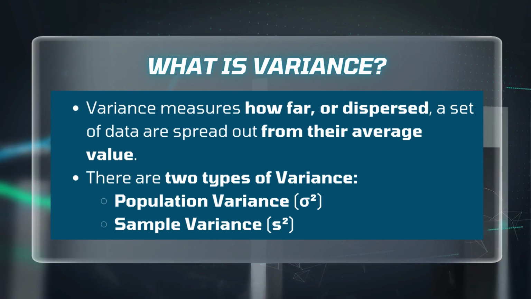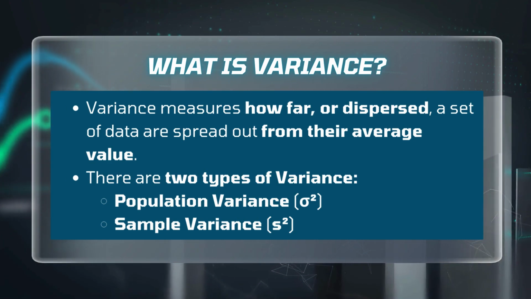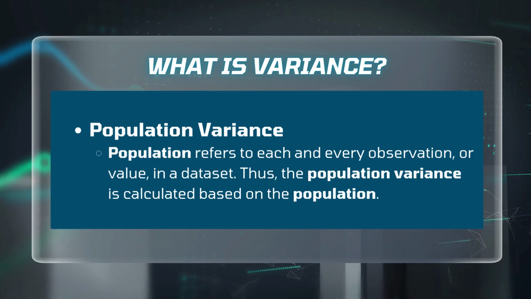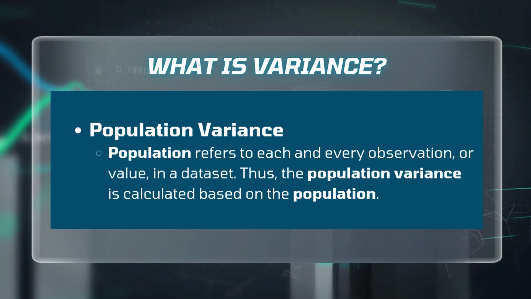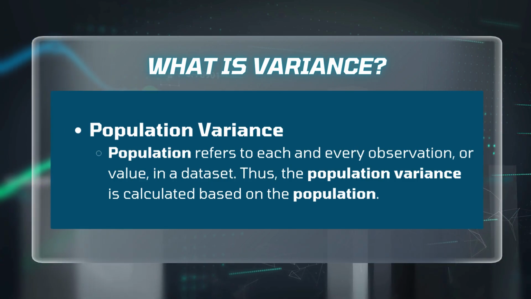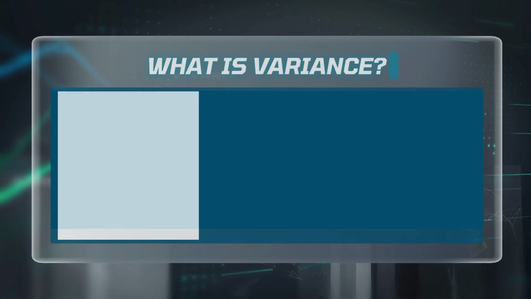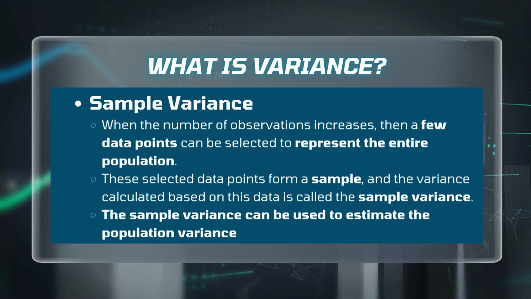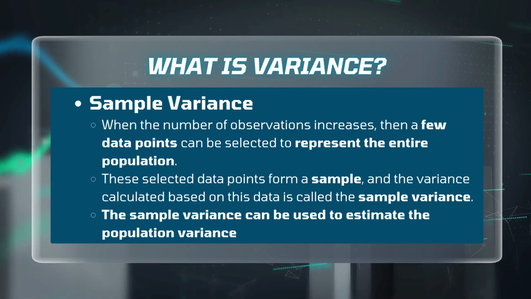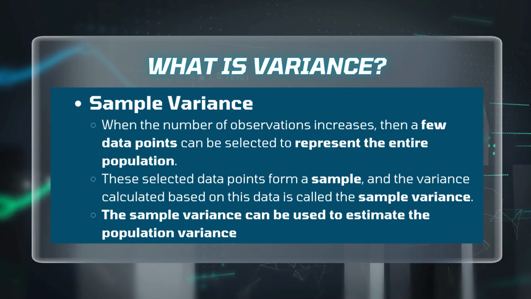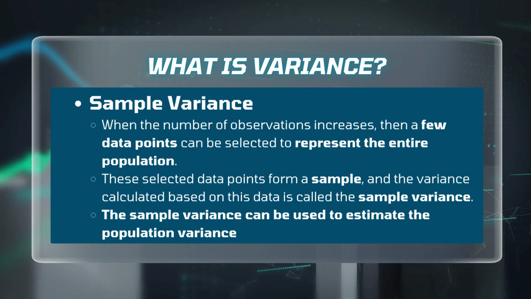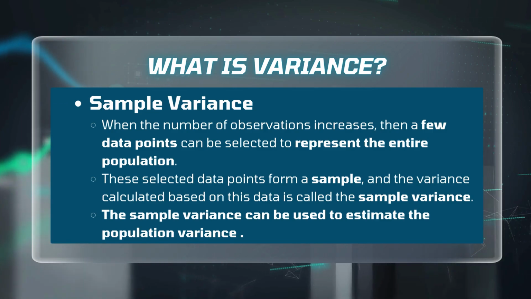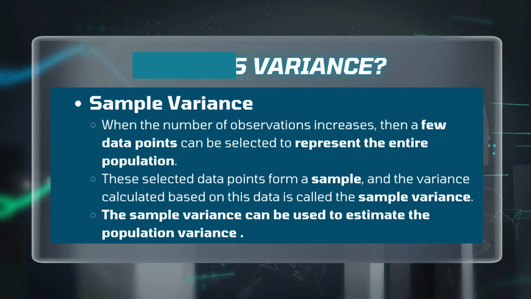There are two types of variance. One is the population variance, and the second is the sample variance. Population refers to each and every observation or value in a data set. Thus, the population variance is calculated based on the population. However, when the number of observations increases, then a few data points can be selected to represent the entire population. These selected data points form a sample, and the variance calculated based on this data is called the sample variance. The sample variance can be used to estimate the population variance.